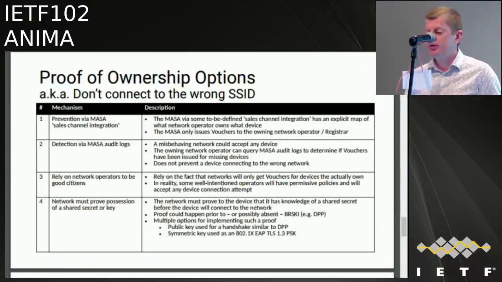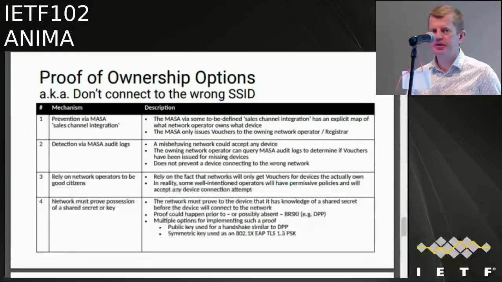Option 2 doesn't really prevent connection to the wrong network. Option 2 is the network operator relies on MASA logs to detect where their missing device has gone. You plug in a light bulb, you see it's powered up, you don't see it in your network. You query MASA to find out who owned it, who vouchered it. Number 3, you rely on network operators to be good citizens. If you connect to the wrong SSID, you're relying on the wrong network to reject your request.